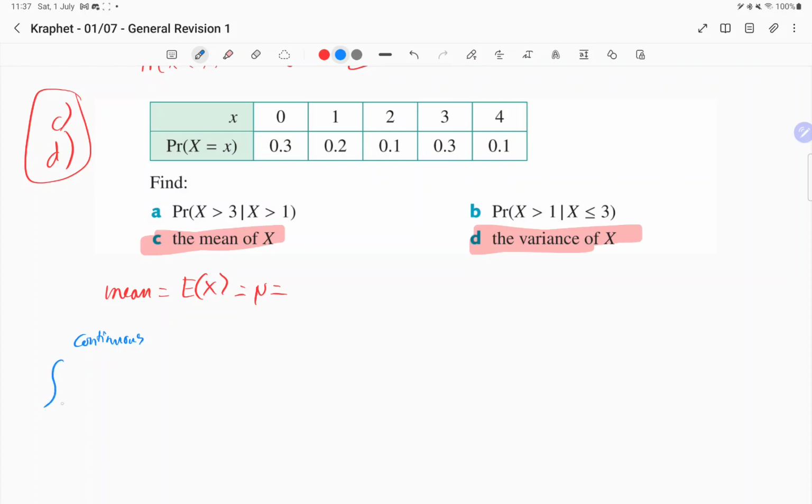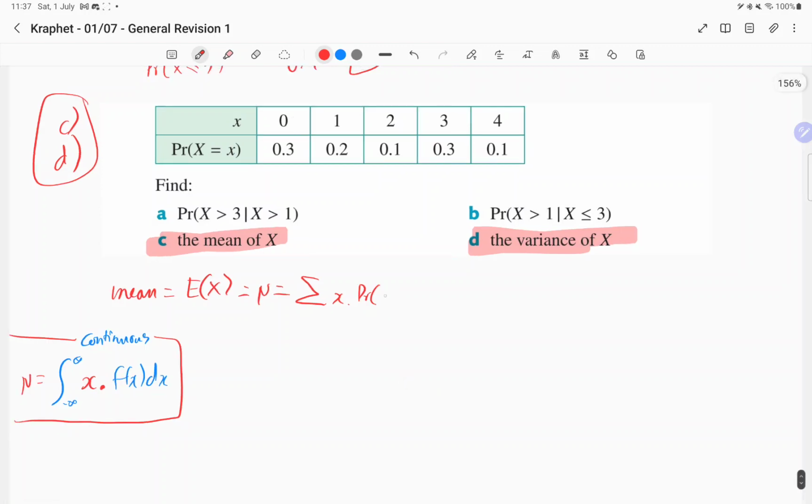You integrate from left to right, but not just the function, because if you integrate the function the answer is 1, the total area. To get the expected value, mu, you have to multiply x into the function. That's the continuous version. In the discrete version, you're just summing x times the probability of x, all of them.